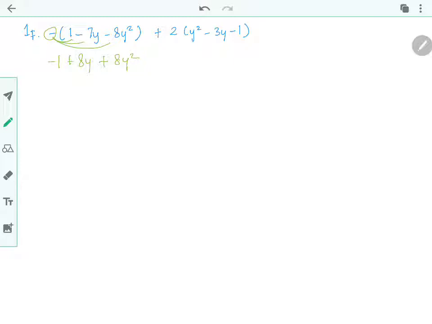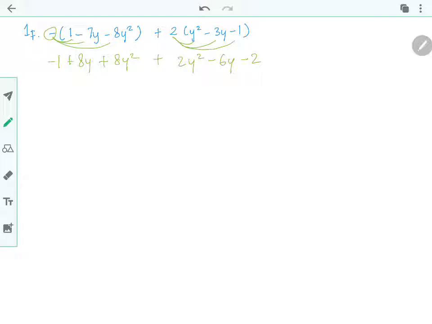Now for the left part, I have 2 and y square. Do the rainbow method, so it's equal to, by the way, we forgot the positive sign here. It's positive 2y square, and 2 times minus 3y is equal to negative 6y, and 2 times this negative 1 is equal to negative 2.